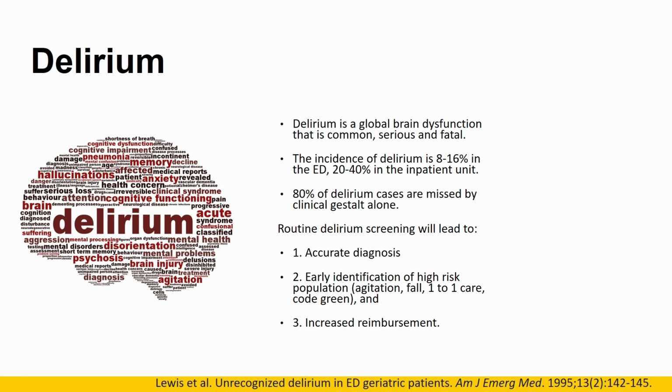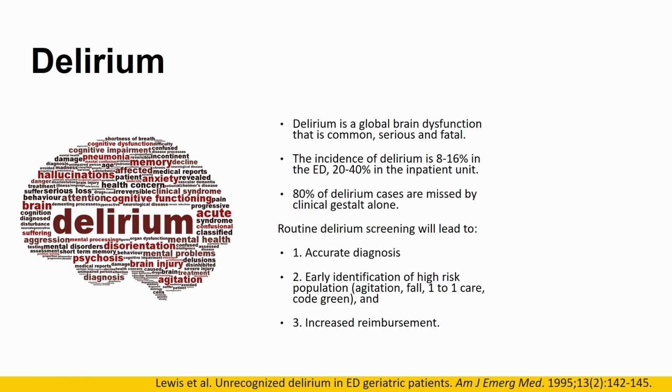It is important to note that fluctuating mental status over time is an important feature of delirium, and is frequently the reason that delirium is missed. Clinicians can miss up to 80% of delirium if they use only the clinical gestalt, so there is an opportunity to improve identification by introducing routine delirium screening.